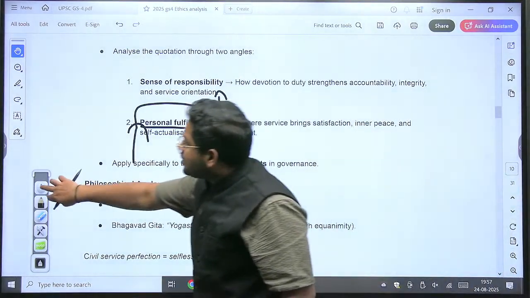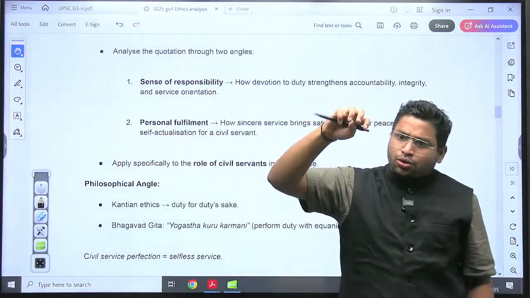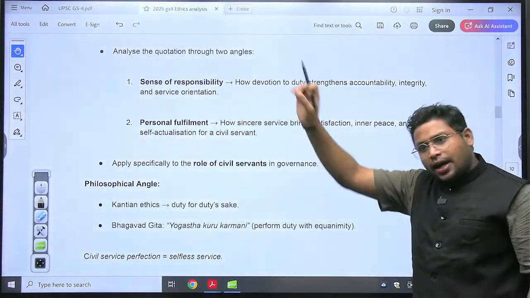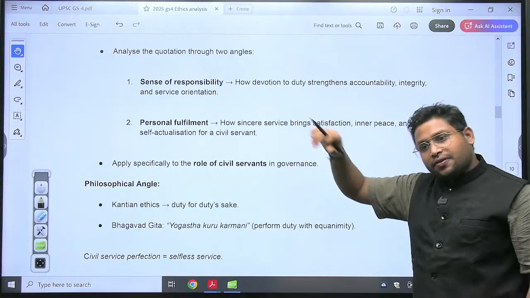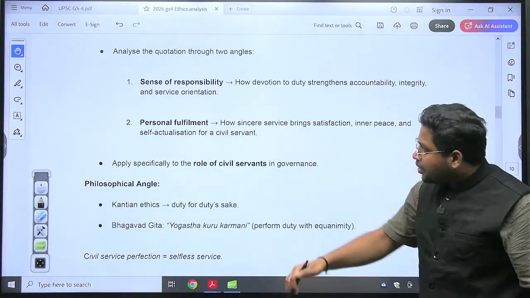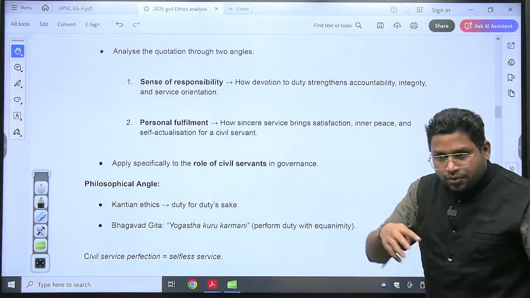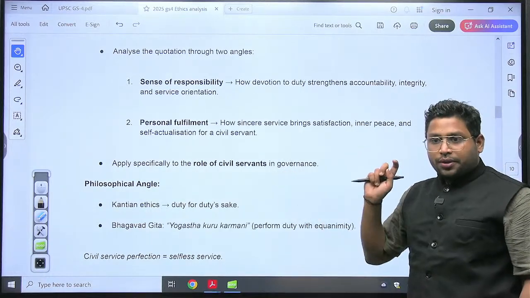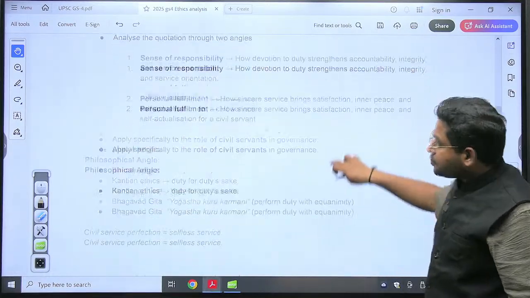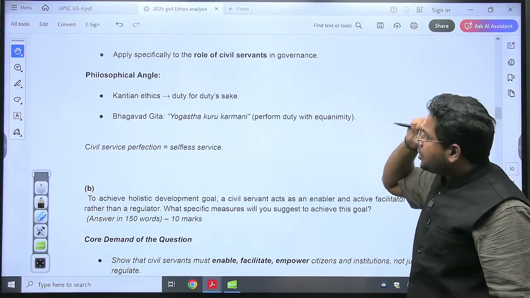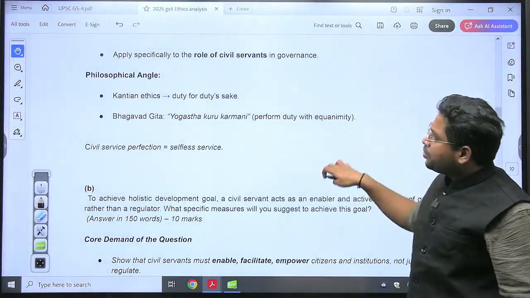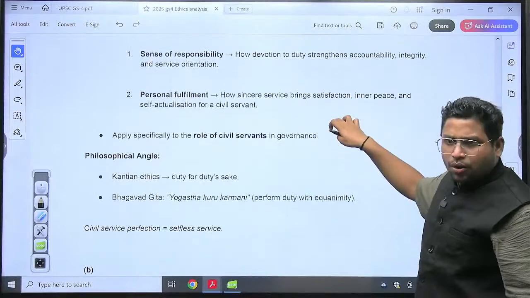So you can bring, let's say you start from Socrates, Plato, Aristotle, everything suits over here. Gandhiji also fits over here. Vivekananda fits over here. And many other examples from these bureaucrats can also fit over here. Okay? These can be written. Even Kant, Bhagavad Gita, this part you can write. Same thing. Okay?